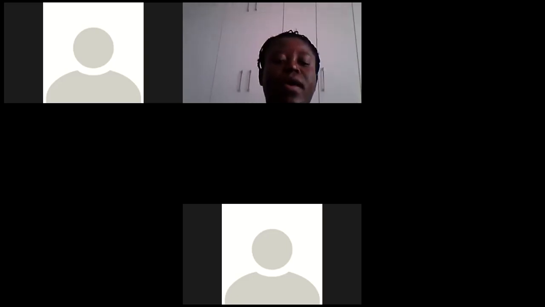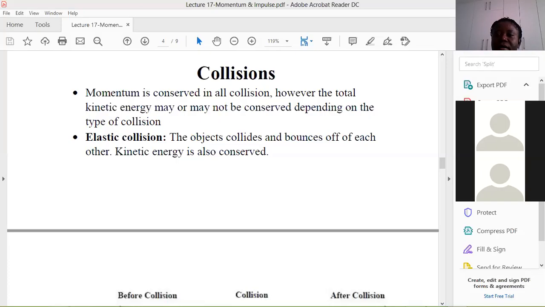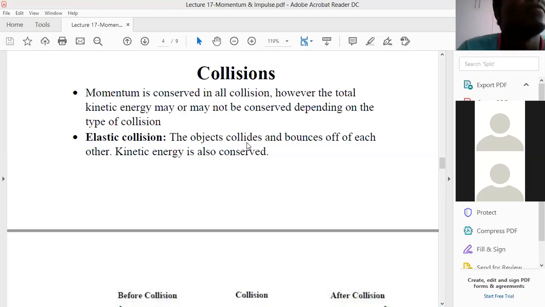Okay, so we were talking about the collisions. We say we're only going to discuss the two types of collisions. This is going to look at elastic collisions, and then we're going to bring in perfectly inelastic collisions.